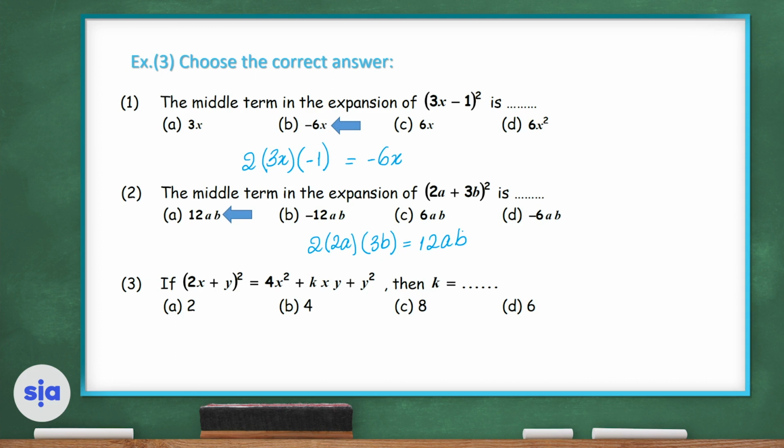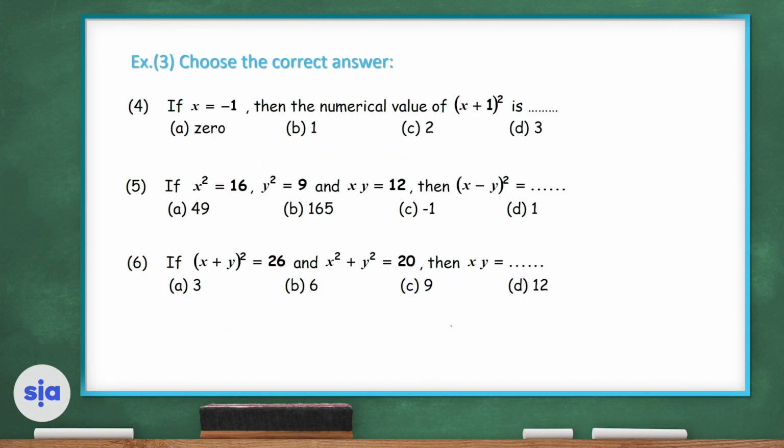The question in number 3 wants me to find K, so K is there in the middle term. So let's go and find the middle term first. The middle term is 2 times first times second. So it is 4xy. If 4xy is kxy, then automatically k equals 4. So the right answer is choice B.